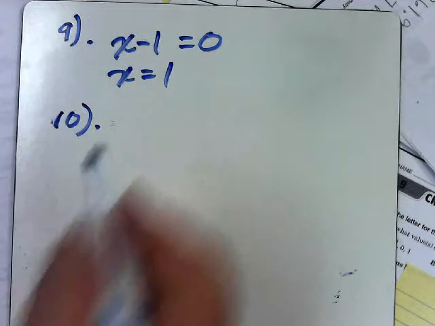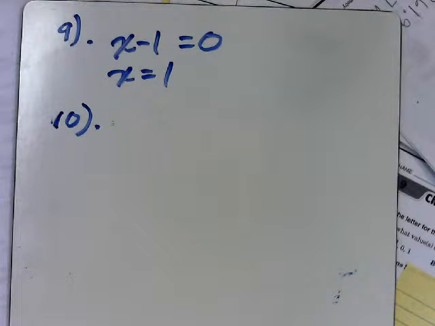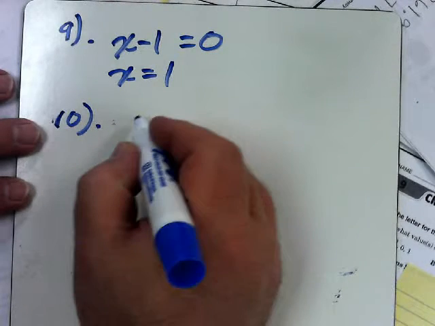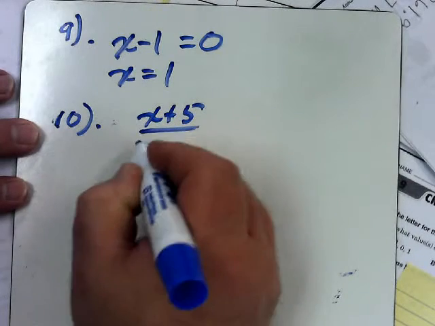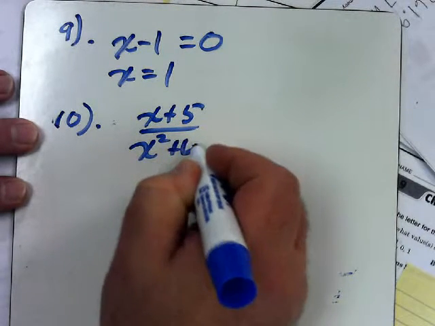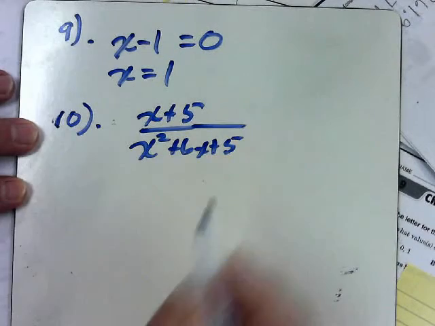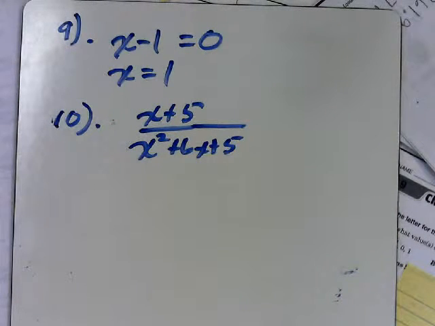Problem number 10 asks for you to determine any points of discontinuity in the graph. What do you think discontinuity means? Where it does not exist. So how do you think I would find it if I had a problem such as x plus 5 over x squared plus 6x plus 5? What do you think I'd have to do?